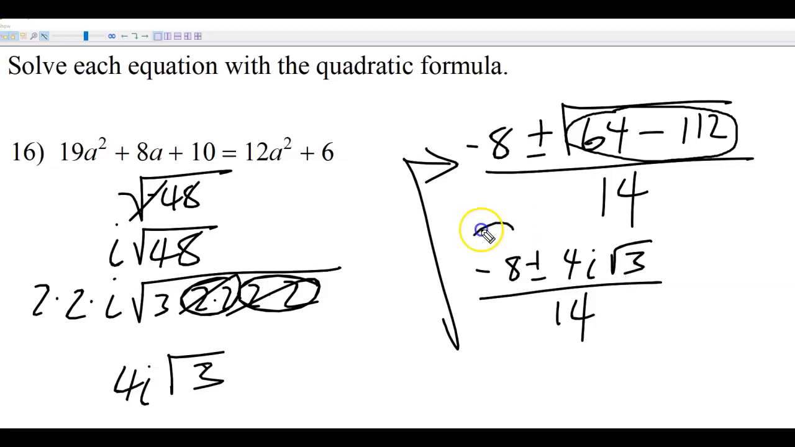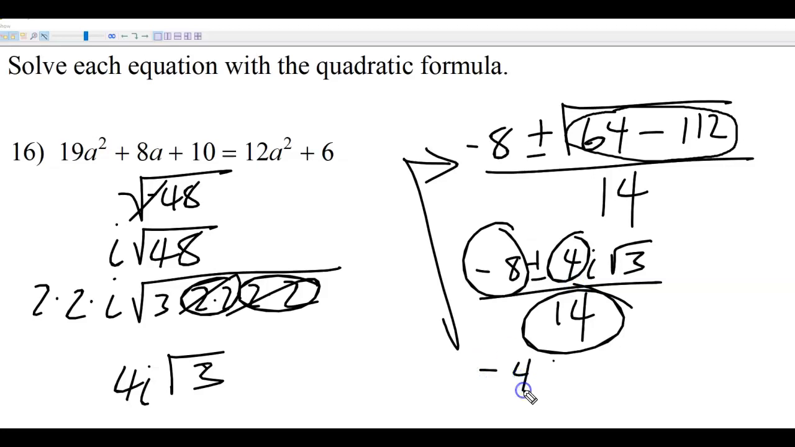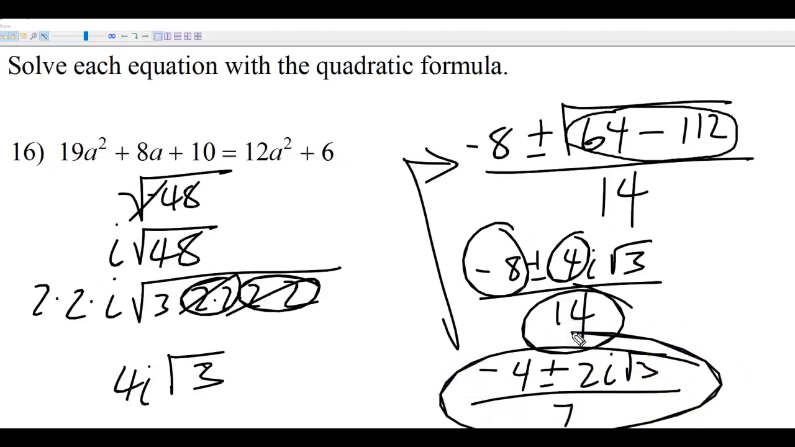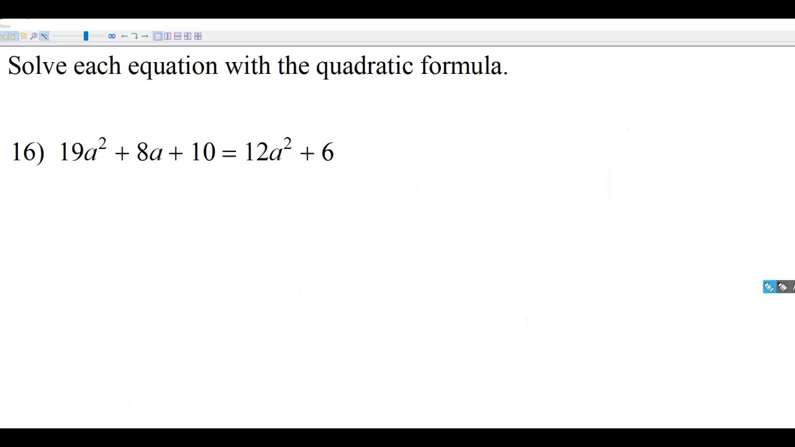Now we can reduce the coefficients by 2. And there's our final answer. Okay. All right, moving on.